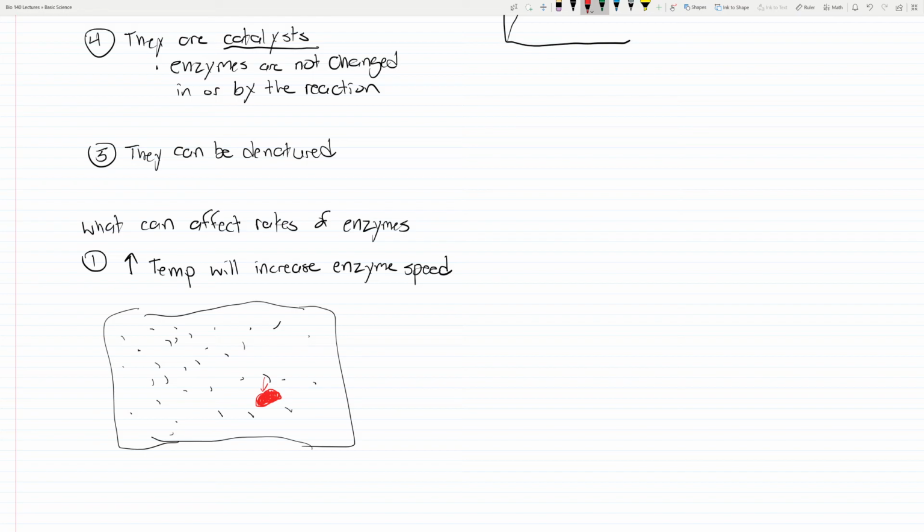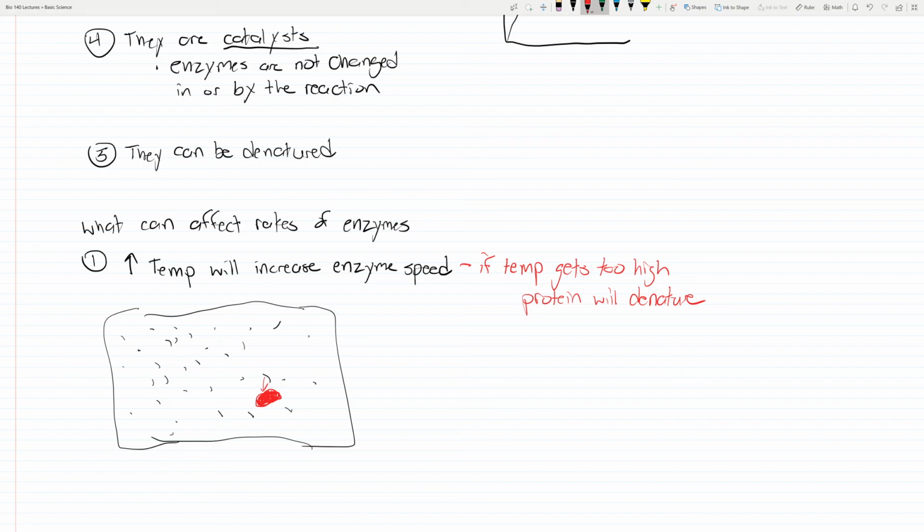Okay. Now, there is a caveat to this. If temperature gets too high, the protein will denature. Okay. So there's a trade-off. Increasing the temperature will increase the rates of reaction just because it increases the random motion of the molecules, because remember, it's all just chance. It is all just random chance.